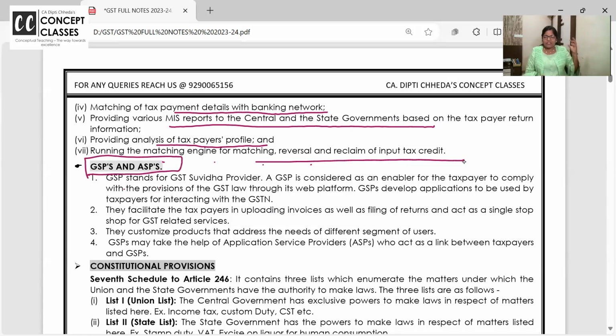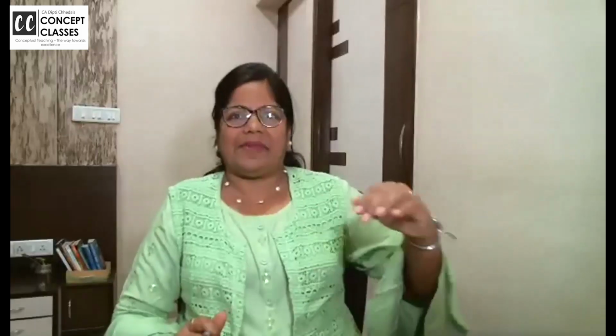GSPs are GST Suvidha providers. Okay? GST Suvidha providers. ASPs are application service providers. Application service providers. Now to understand this simple term, I will explain.